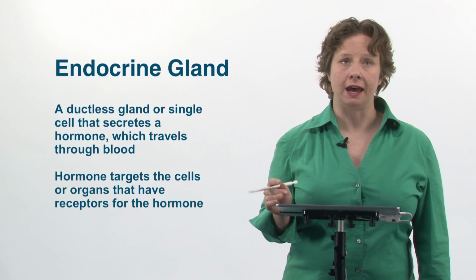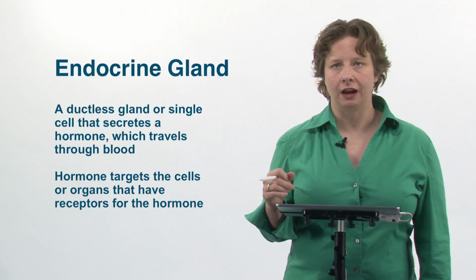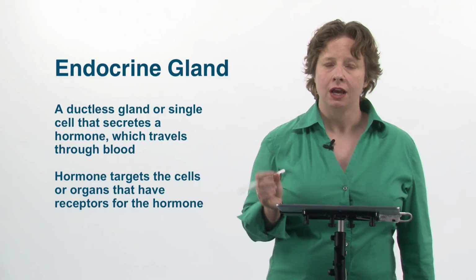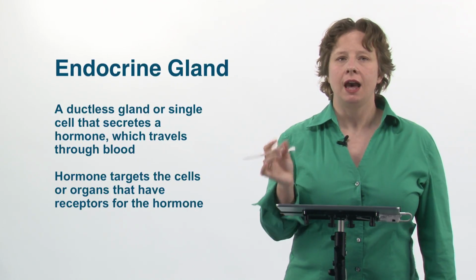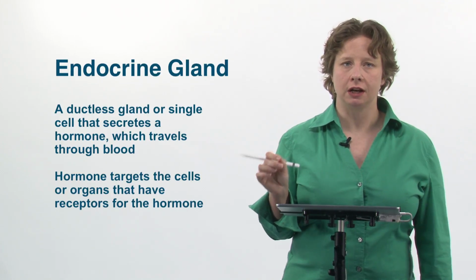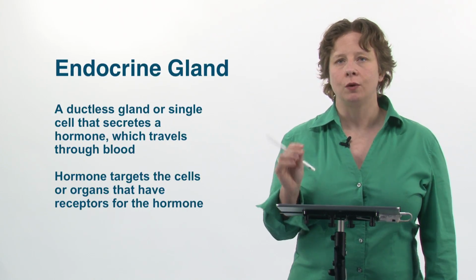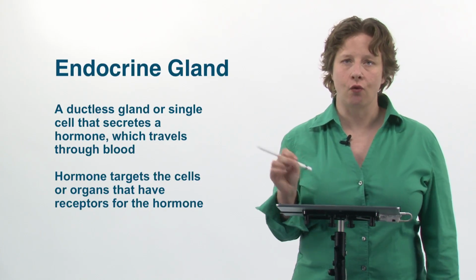Now, an endocrine gland is a ductless gland or a single cell that secretes a hormone which then travels throughout the bloodstream, and it targets a particular cell or a particular organ which has special receptors for that hormone.